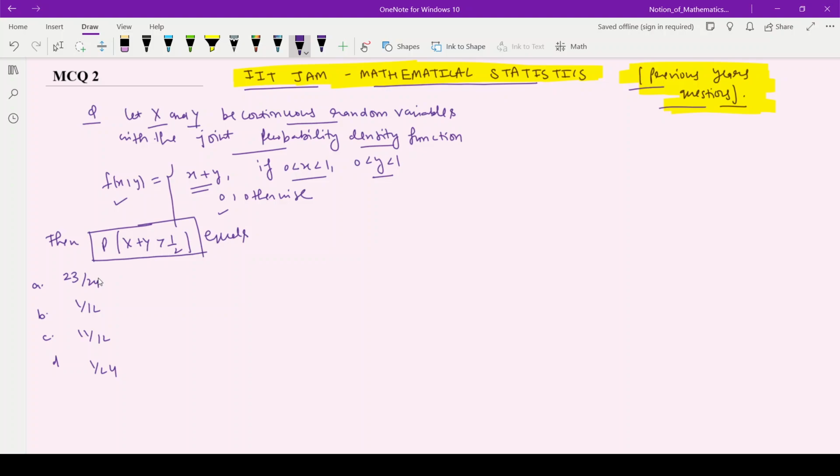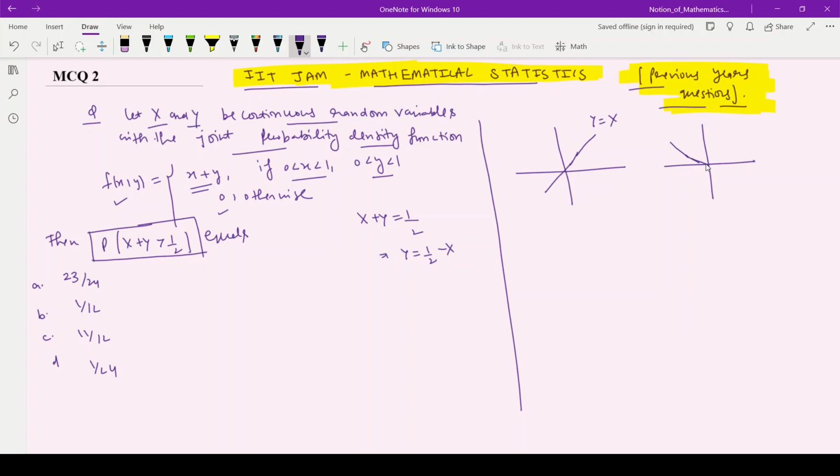Students, in order to deal with such questions, we will first draw the region. Which region am I talking about? I want to work upon x plus y greater than 1 by 2. So before that, I will draw the line x plus y equals 1 by 2. Students, you know we can draw the line y equals x like this, or it is just written as y equals 1 by 2 minus x. So what would be the line y equals minus x? It will pass through the origin.